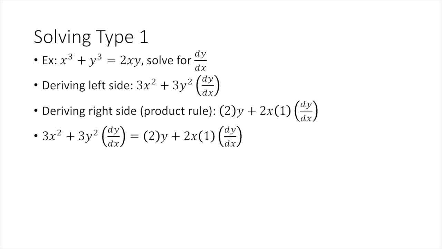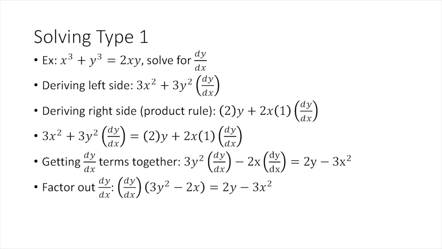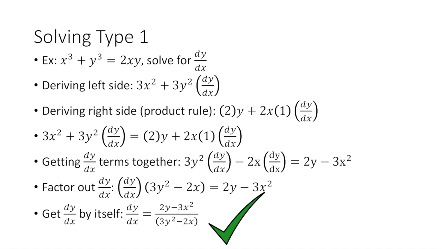So now we have 3x squared plus 3y squared times dy over dx on the left side, and 2y plus 2x times dy over dx on the right side. Let's get our dy over dx terms together. So I just move them over to the left side. Then I factor out a dy over dx, and then I get that by itself, and I get dy over dx equals 2y minus 3x squared over 3y squared minus 2x. And that's going to be my answer.